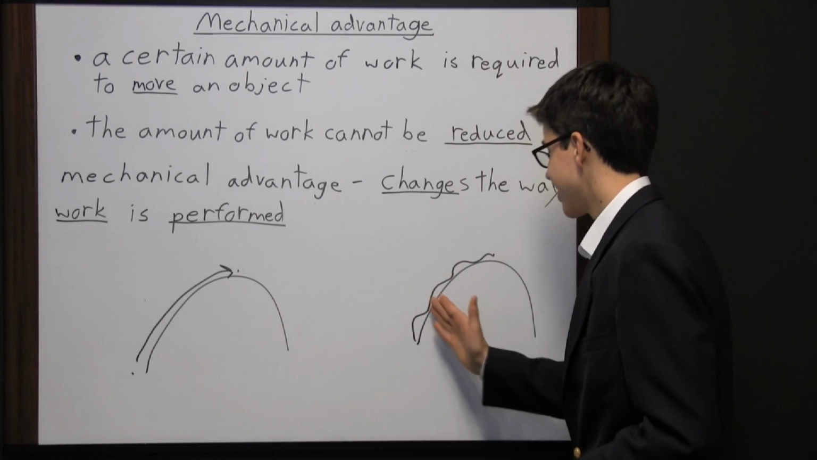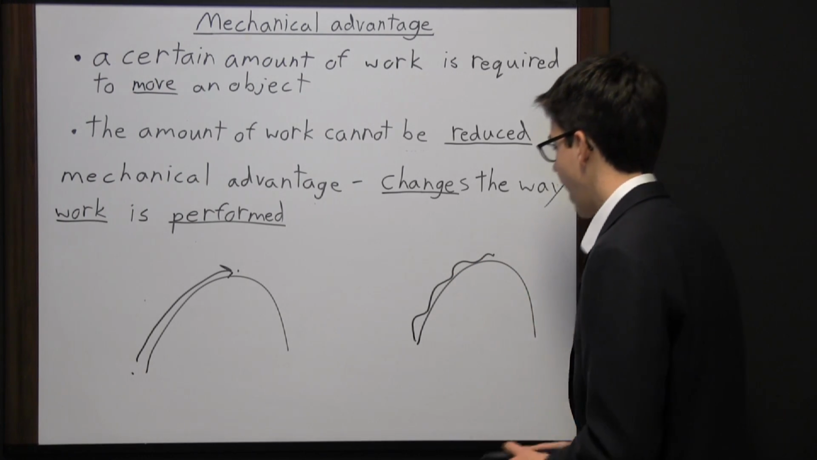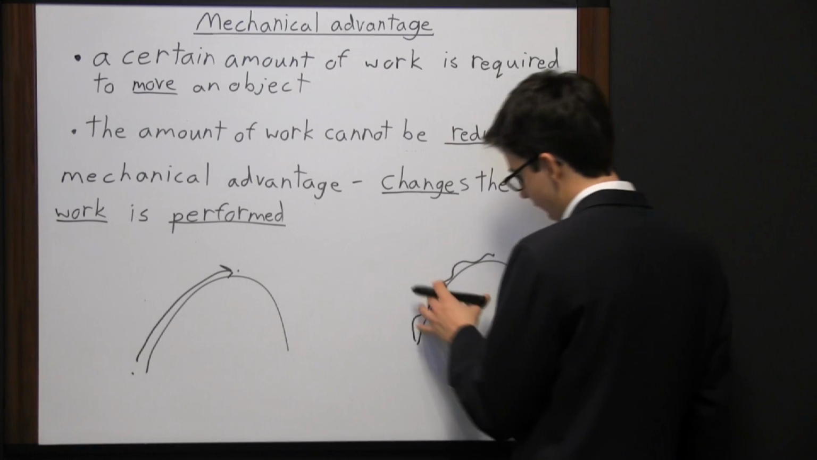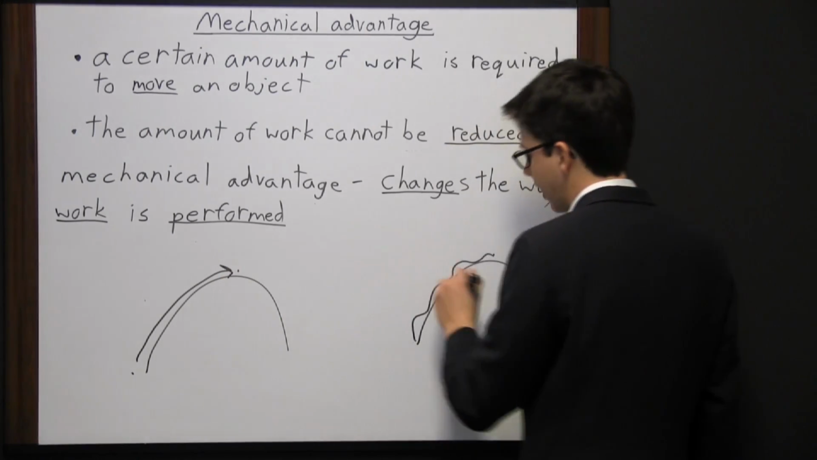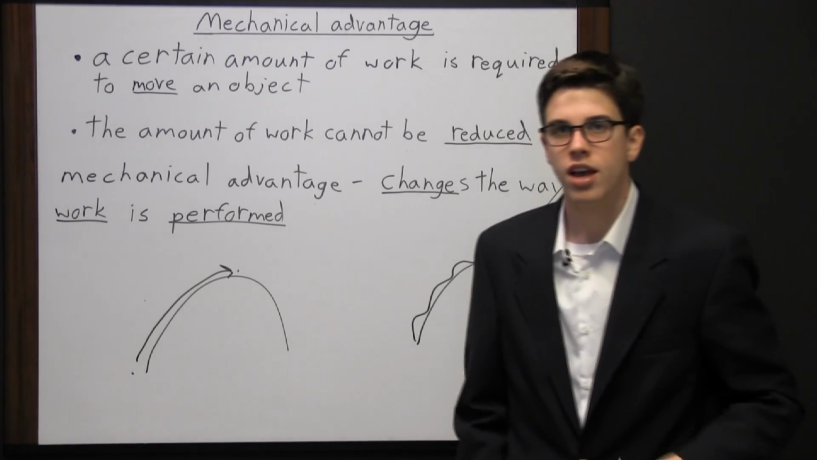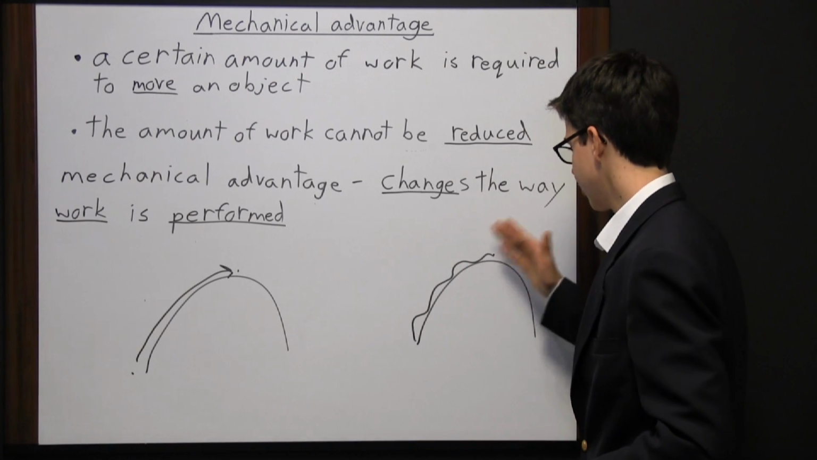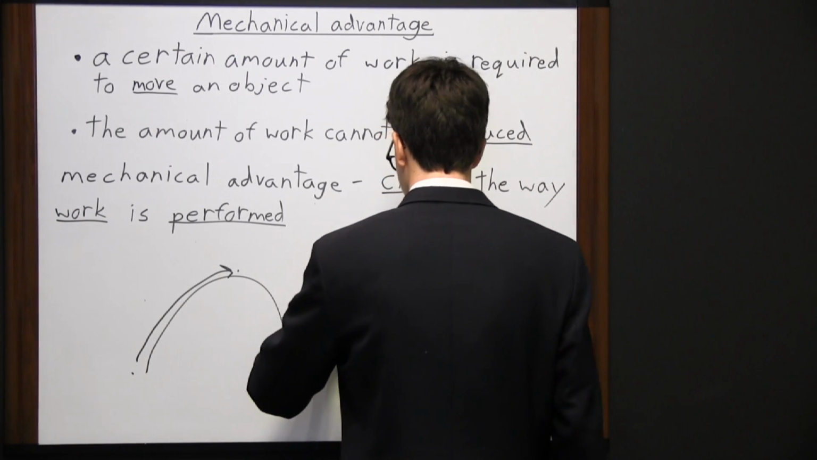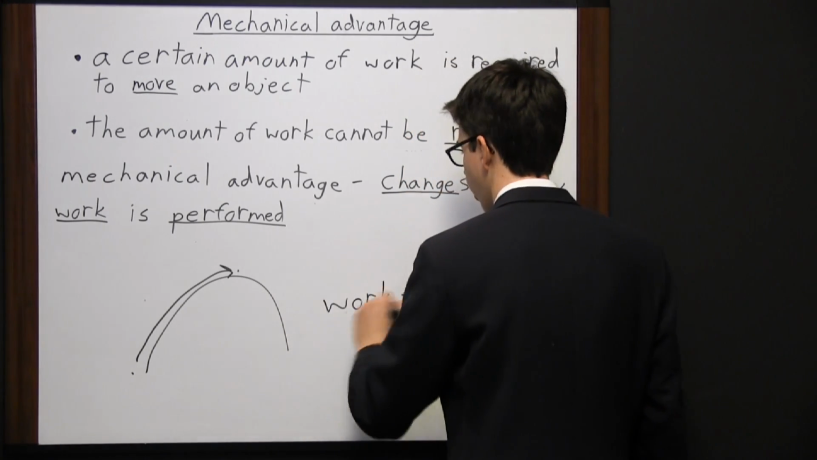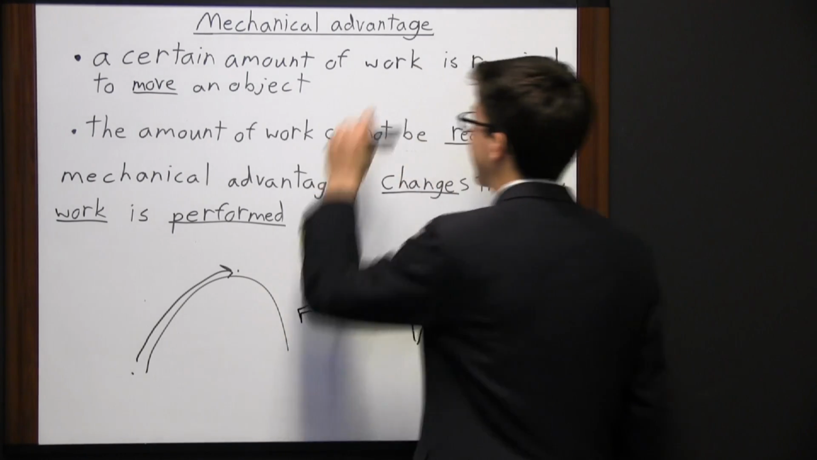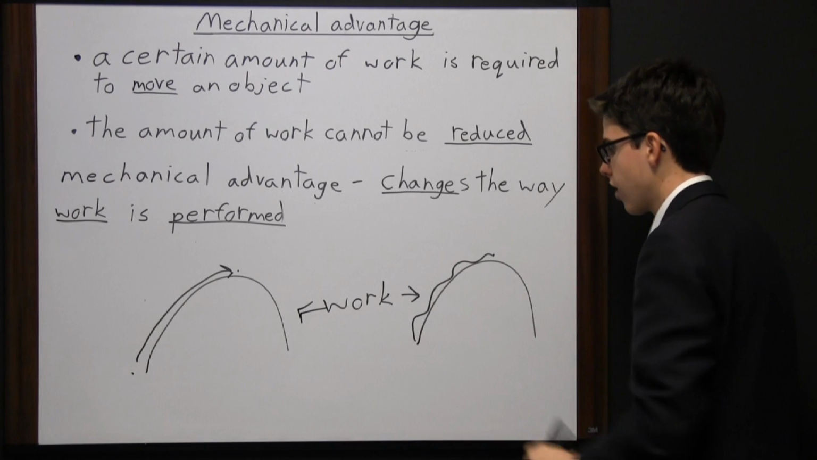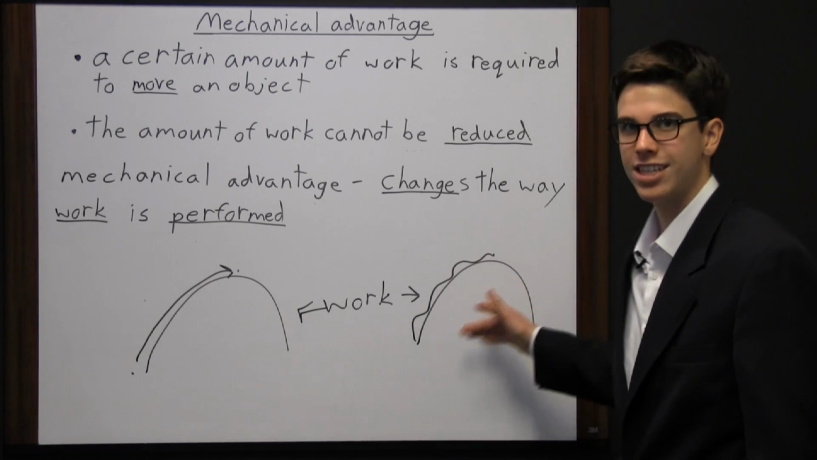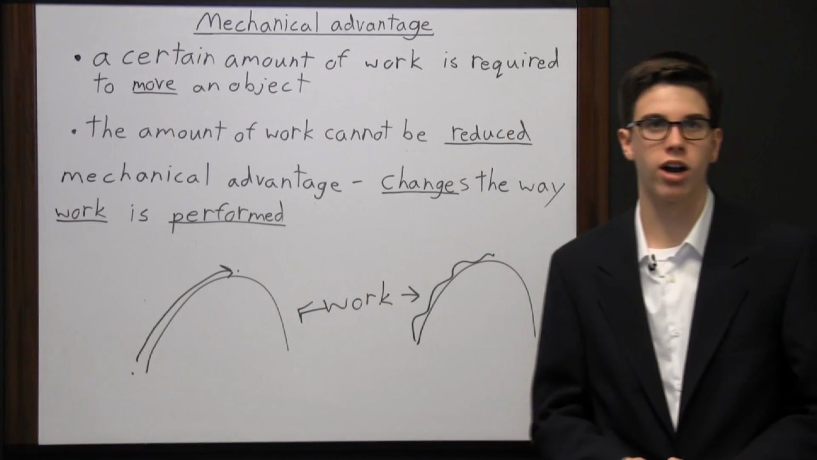So it requires a lot less effort to walk here because they're not having to gain as much elevation as quickly. But the difference is that you see how much farther they had to walk than this person because they had to go back and forth. Even though it was easier to walk up, it took them longer. So the same amount of work is required for both of these. However, mechanical advantage is used right here by the person walking up this hill. It makes it easier overall for that person to walk up the hill.